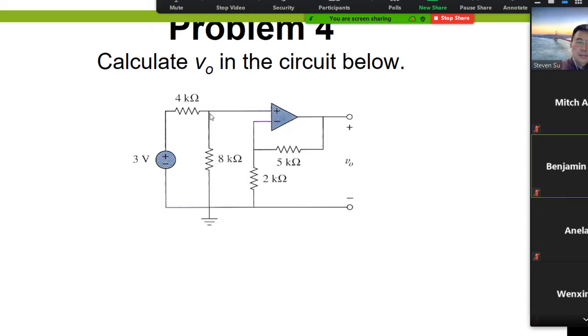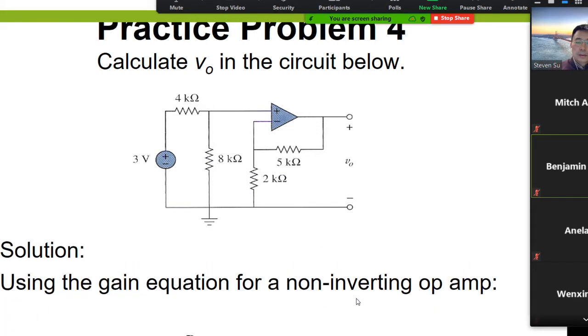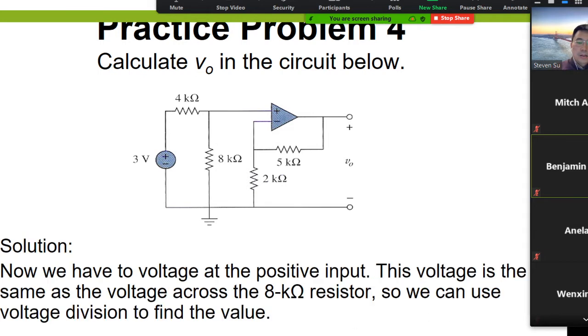So in that case, this point is 8 divided by 4 plus 8. So this is the voltage here. And then you times the 3.5, you get VO. So first, 3.5 is the gain, and then we calculate the voltage divider, and we get this 3 times 8 volt, 8 over 8 plus 4, is 2 volts. In that case, this is the result.